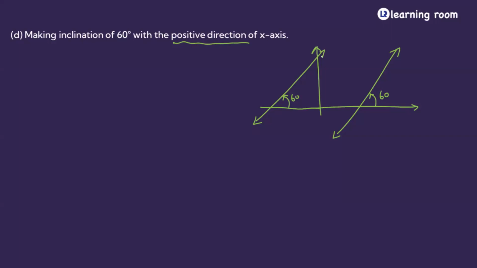Positive direction is anti-clockwise. But as I told you in the beginning, it is not necessary that the line should make an angle only with the positive x-axis. It can make it with the negative x-axis also. So having said this, what is going to be the slope? M will be equal to tan theta. So tan 60, the answer will be √3, and we are done. Is that clear? So the slope of this line is going to be √3. Shall I proceed?